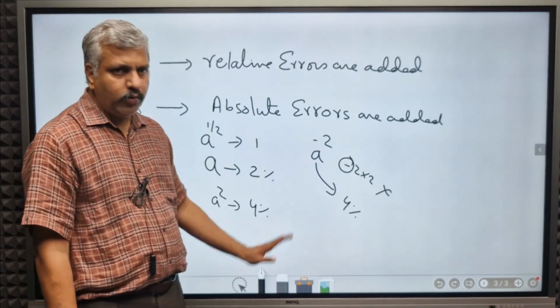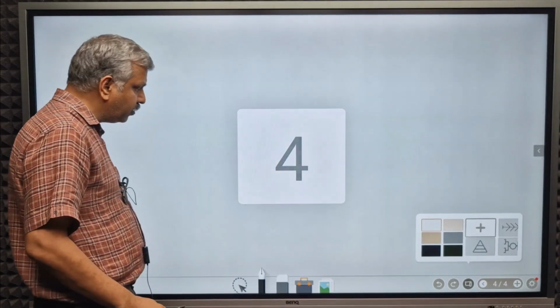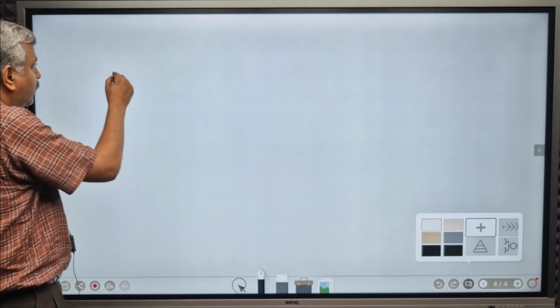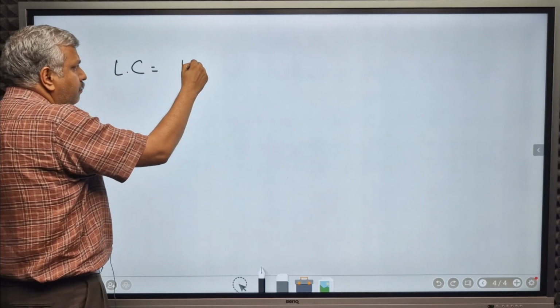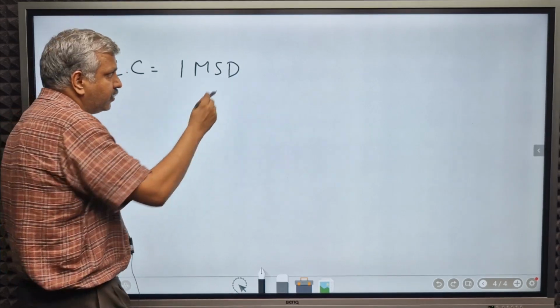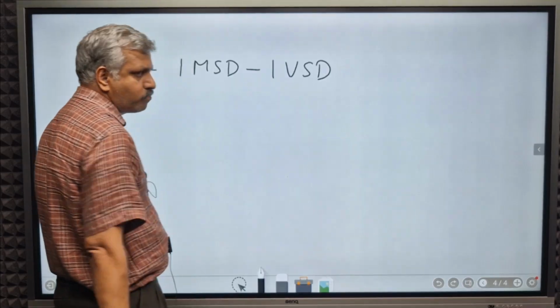Okay, so I hope you are able to understand. The next thing that you would want to know is about the least count of vernier caliper. The least count of a vernier caliper is equal to the length of one main scale division minus the length of one vernier scale division.